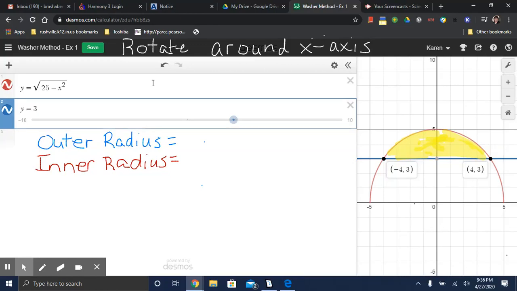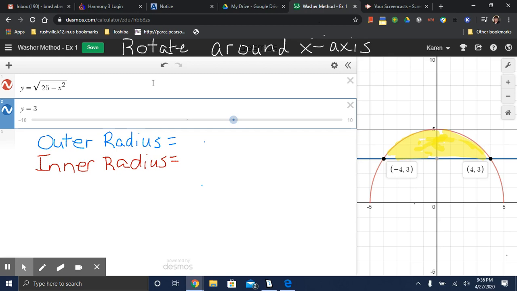Hello, students. Today we're going to be working on finding the volume of a solid that is created by rotating a region around an axis that it's not completely attached to. And the method that we'll use for this is an extension of the disk method. It's called the washer method. And a washer is just a disk with a hole in it.